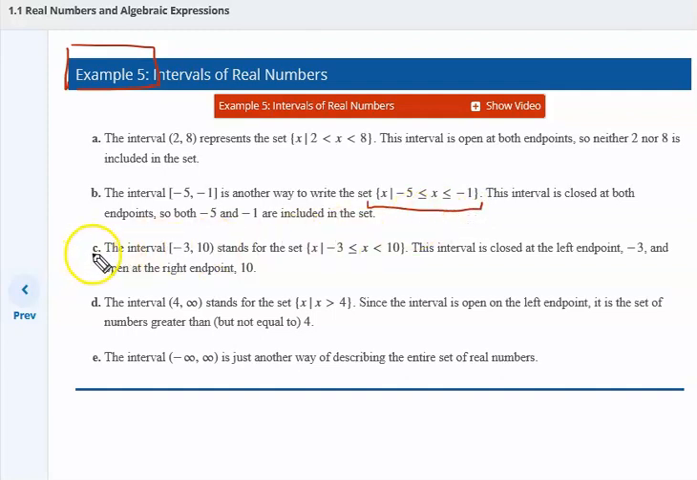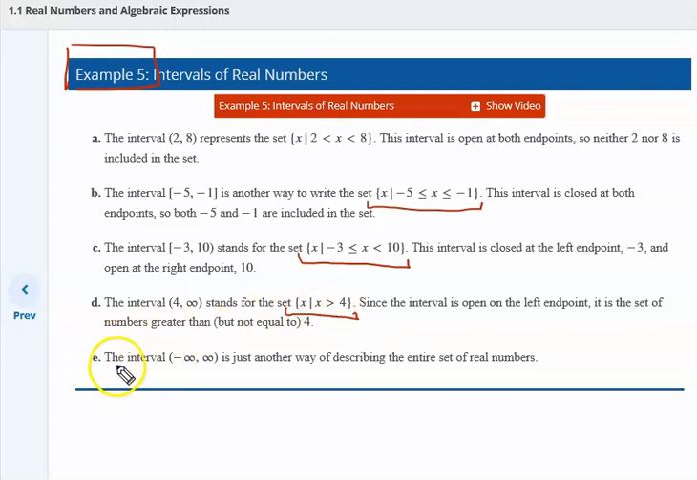Item C, the interval, again, because of the bracket, -3 is included, but 10 is not. So notice the inequality sign we use there. And you're taking a moment to write this down. Now letter D, the interval, which would be open, starts at 4 but not including 4, and goes to positive infinity, and in set builder notation would be written like so.